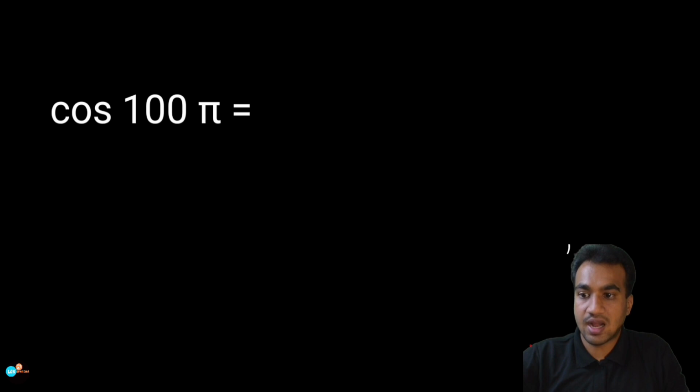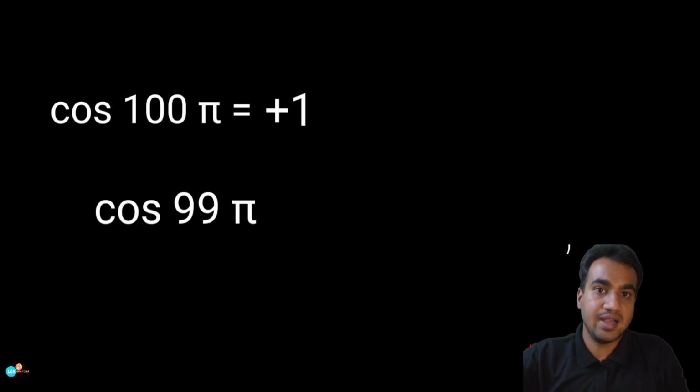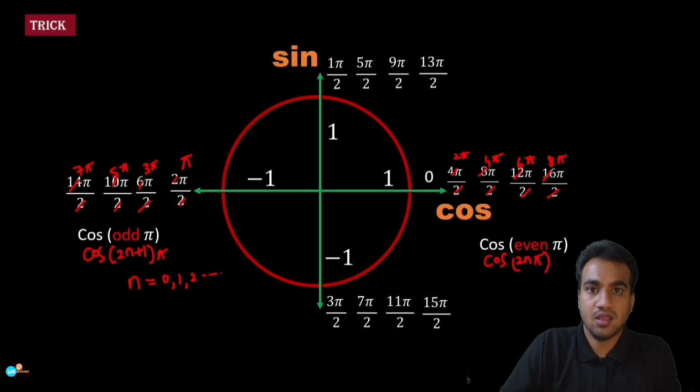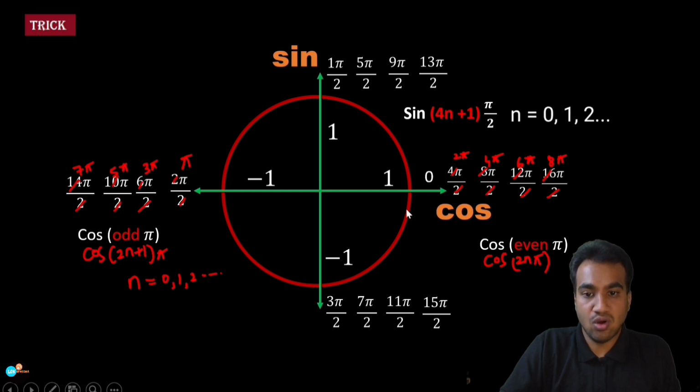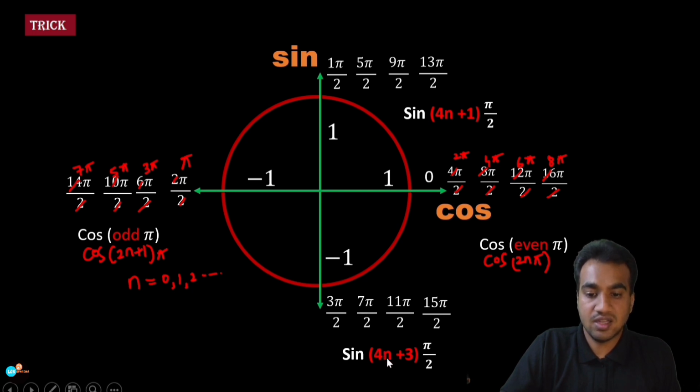Next, okay, what is the value of cos 100 pi? Directly you can answer this is +1 because 100 is an even number. What is cos 99 pi? -1. The general formula for sine is sine (4n plus 1) pi by 2 is always equal to 1. n may be 0, 1, 2, and so on. And sine (4n plus 3) pi by 2 is always equal to -1. n may be 0 or it may be 1. If you just give n equal to 0, what are you going to get? Sine 3 pi by 2, that is the first one.